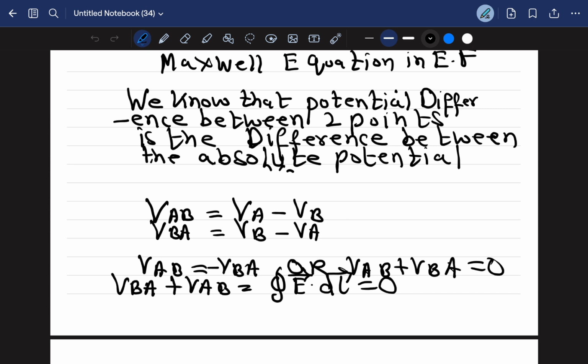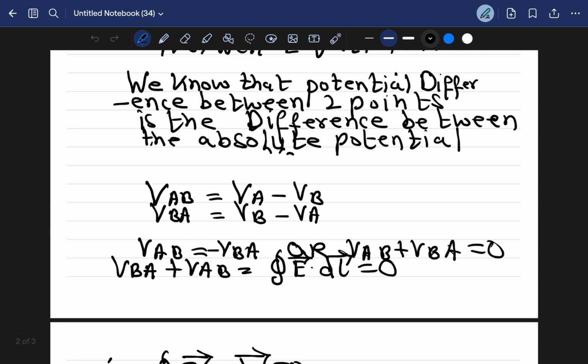So for example, if you are writing the potential difference VAB, as I already told in the previous videos, what is potential difference, what is potential. So VAB is the potential difference between A and B. So VAB equals the absolute potential at A minus the absolute potential at B, and VBA equals the potential at B minus the potential at A. So we can say that VAB equals negative of VBA. So the potential difference between A and B is equal to the negative of the potential difference between B and A. By combining this we can get VAB plus VBA equal to 0.